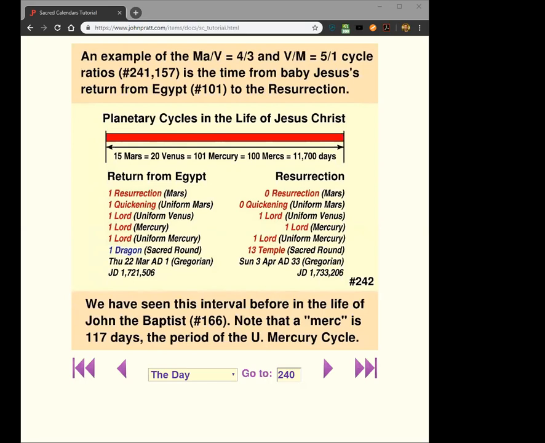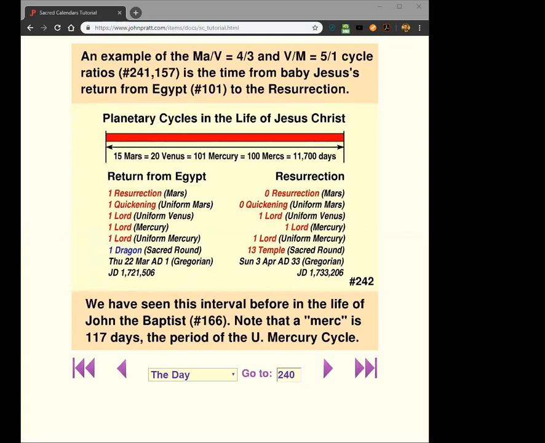Now, what about the symbolism on the sacred round? One dragon. Now, that's not a very good day. That's when evil enters somebody's life. Well, what is this a record of? This is a record of when he had to go to Egypt to get away from evil. So anyway, this has to do with getting away from evil. And then the resurrection's on temple. So again, we see all of these lining up. We see the intervals actually being used in the 4:3 ratio. And we could see it many times, but I thought one example would be enough, I believe.